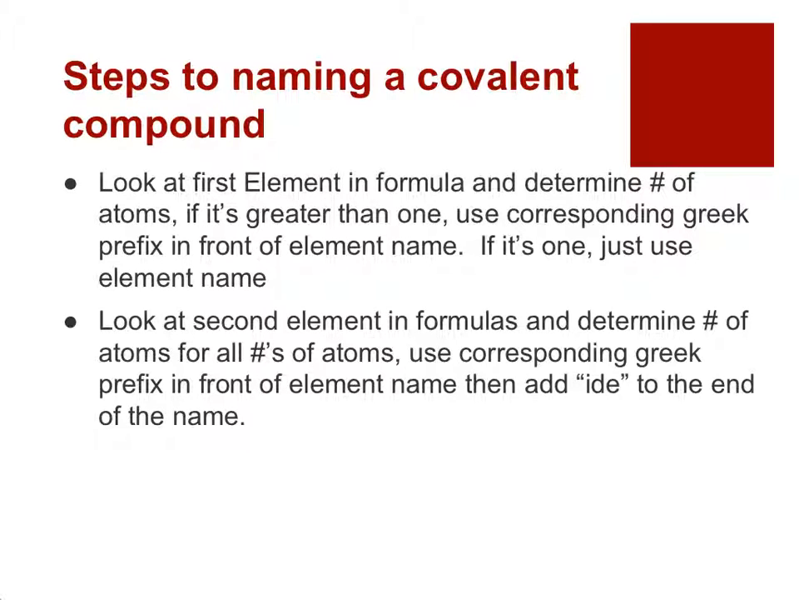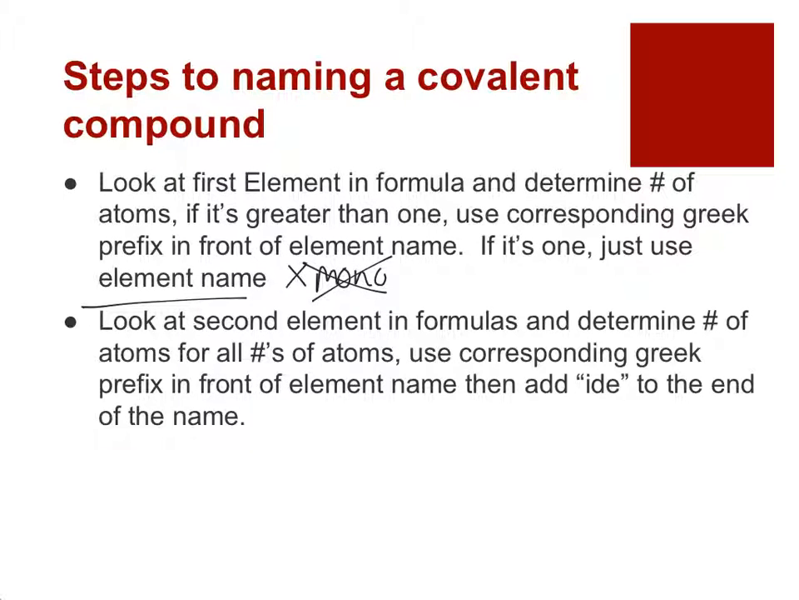The steps that you're going to follow when naming a covalent compound is you're going to look at the first element in the formula and determine the number of atoms. If it's greater than 1, use the corresponding Greek prefix. If it's just 1, then just use the element name. No need to use mono here.